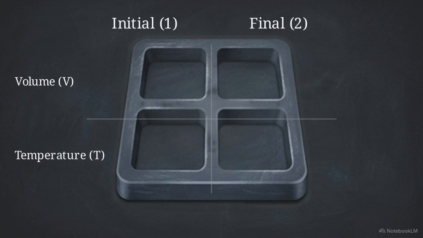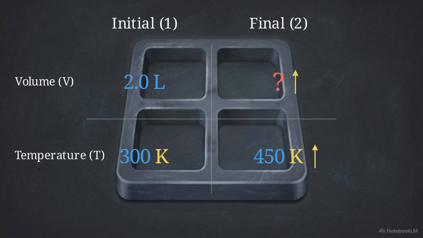We scan our problem for the first known variable. The gas starts out taking up 2.0 liters of space, so that becomes our initial volume, or V1. At that exact moment, the gas is sitting at 300 Kelvin. We drop that right below into the initial temperature box, T1. The problem then tells us the gas is heated to 450 Kelvin. That is our final temperature, T2. We leave the final volume, V2, marked with a question mark, because that is our target.